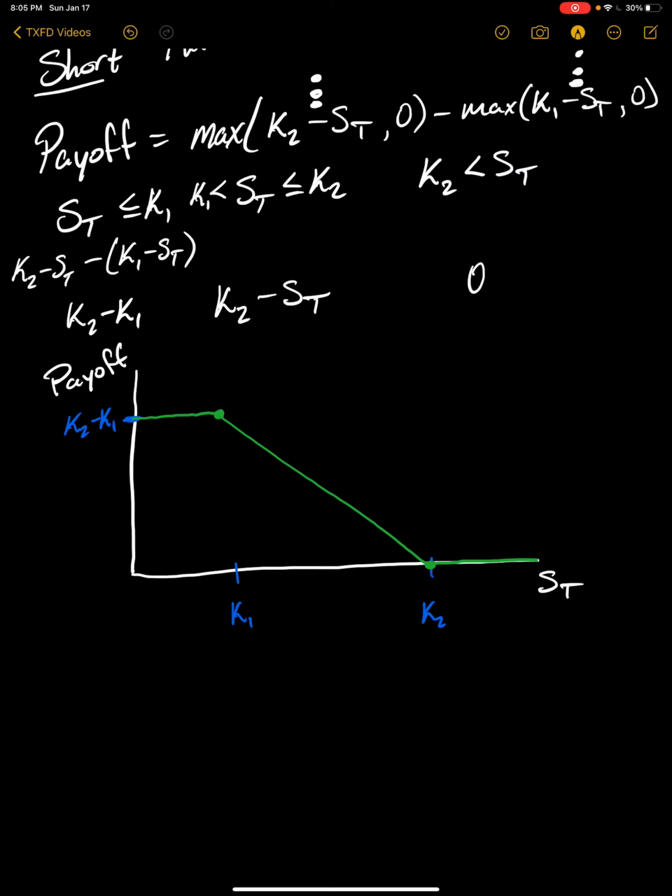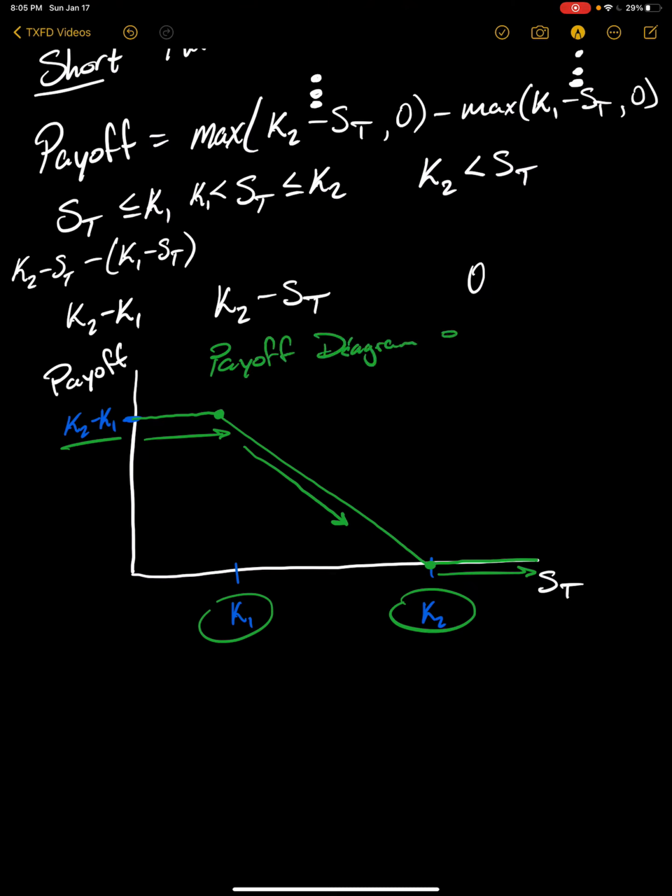So we're going to have our maximal payoff K2 minus K1 up until the stock price is equal to this value K1, and then we're going to have a decreasing function in the stock price until the stock price reaches this value K2, and then we'll have a payoff of 0 thereafter. So that's what the put bear spread looks like as a payoff diagram.